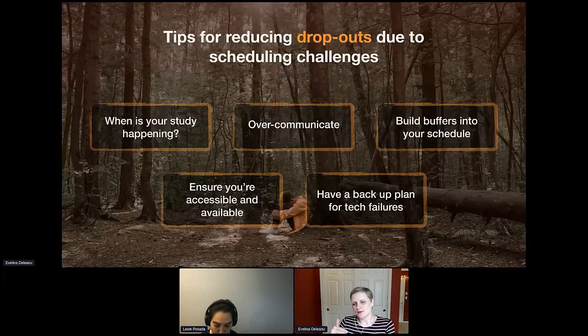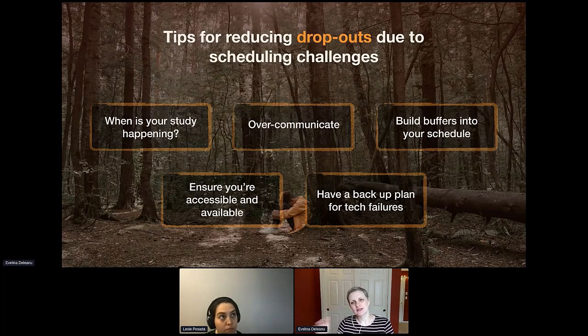We also recommend that you build buffers into your schedule. In case somebody is running late because they can't find a parking spot, or they have trouble entering the building, or they had to put dinner on the table and they were 3 minutes late to dial into your Zoom call, you don't want their session to run over into another person's session, and you also don't want to cut their session short and not complete your entire data collection process.